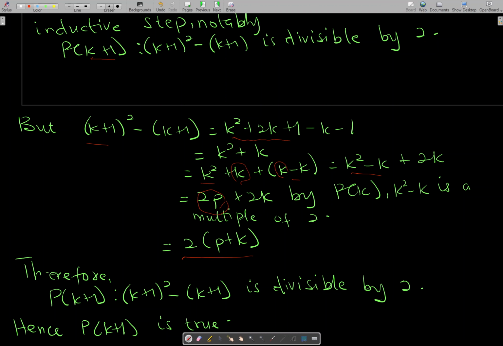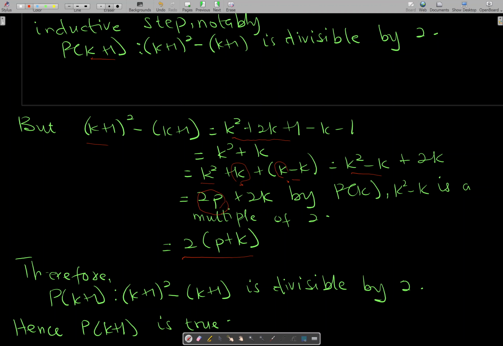So k² + k can also be written as k² + k - k + k. Then we can group them: we group k² and -k. When we do that, we have (k² - k) + k + k, that is k² - k + 2k.